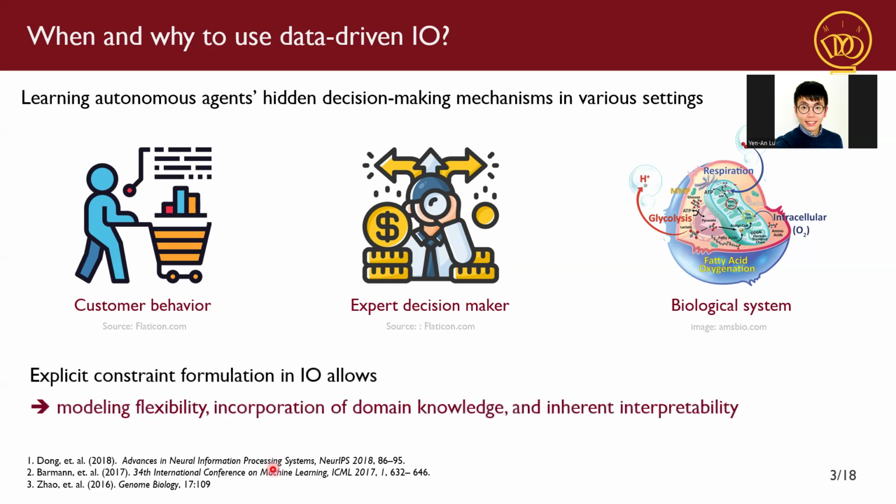And what makes inverse optimization special is that it provides explicit constraint formulations, which allow us to have modeling flexibility, incorporating our domain knowledge on systems, and hence the final model becomes inherently interpretable. In other words, the estimated parameters actually contain some physical meanings, which may make it stand out from the traditional black box approach like machine learning.